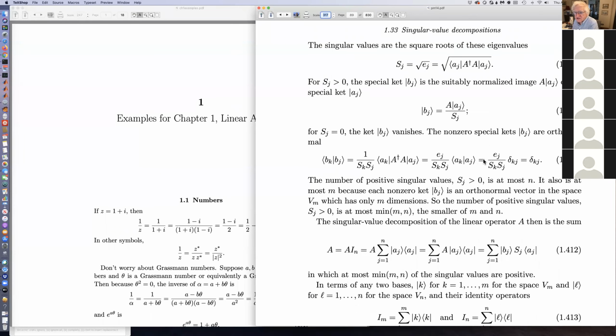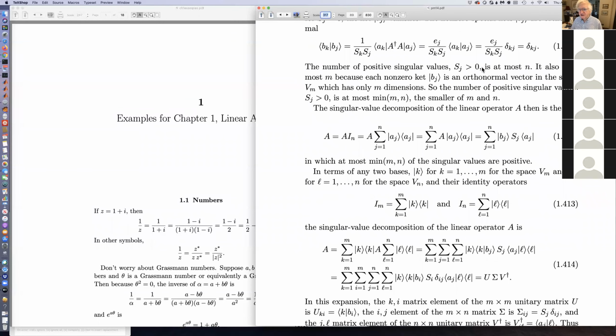And for Sj equals 0, the ket Bj vanishes. The non-zero ones are orthonormal because of the inner product with the factor 1 over Sk Sj. This inner product involves an eigenvector of A dagger A with eigenvalue Ej. These are orthonormal; we then have this, and that's just delta kj because Sj is the square root of Ej. And so these guys are orthonormal.